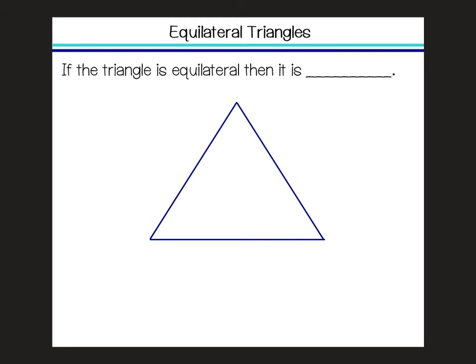Moving on to equilateral triangles, one thing we know is that if a triangle is equilateral, then it is also equiangular. Equilateral means that all three sides are congruent. Equiangular means that all three angles are congruent.